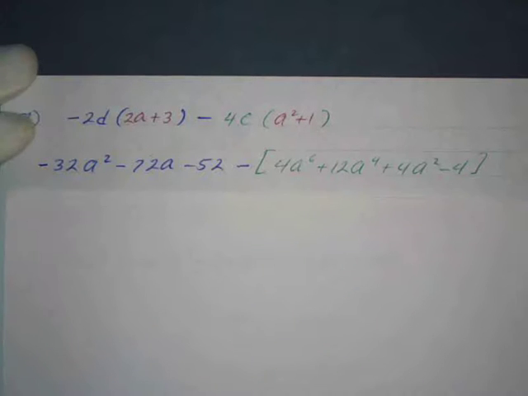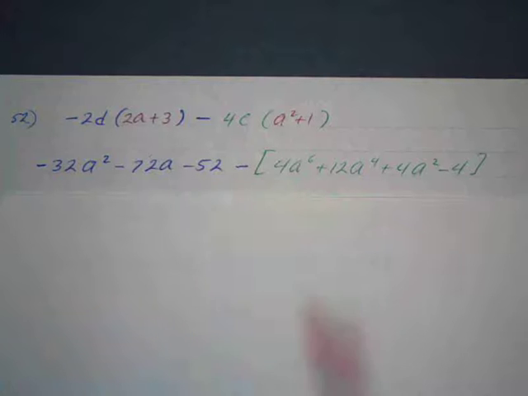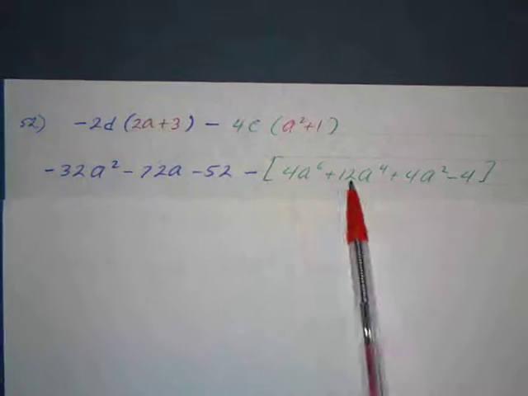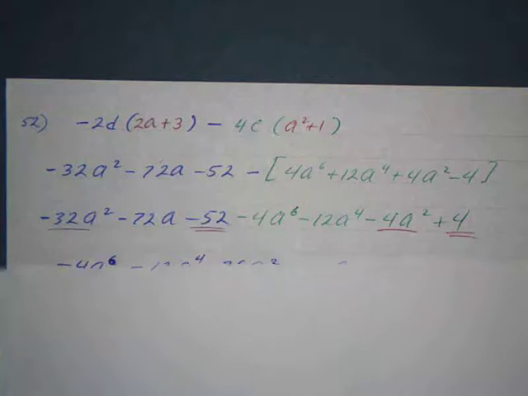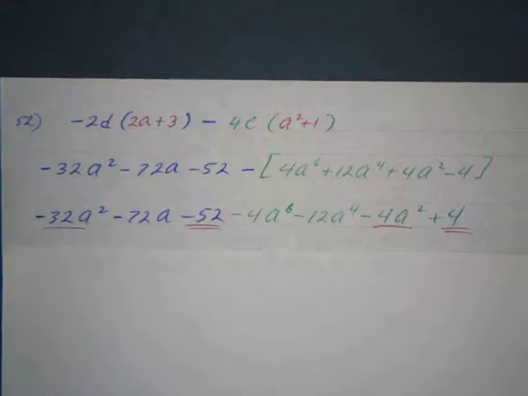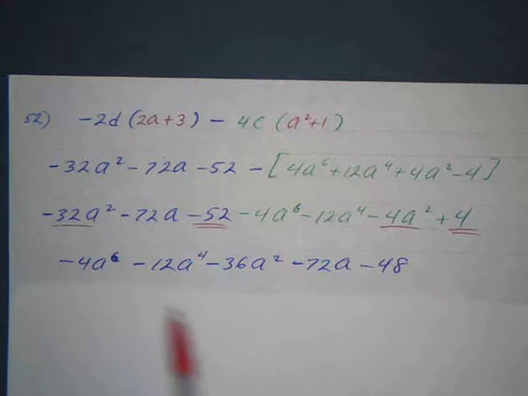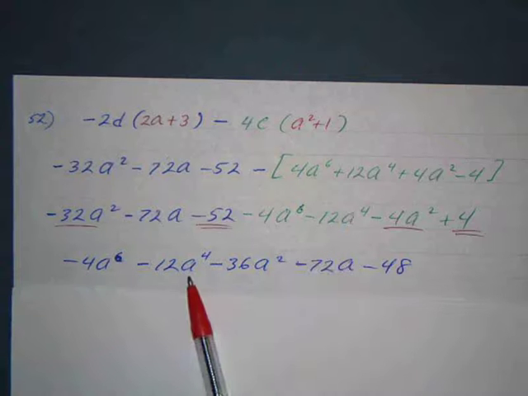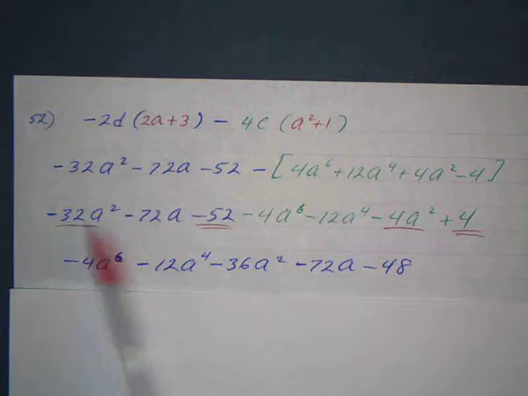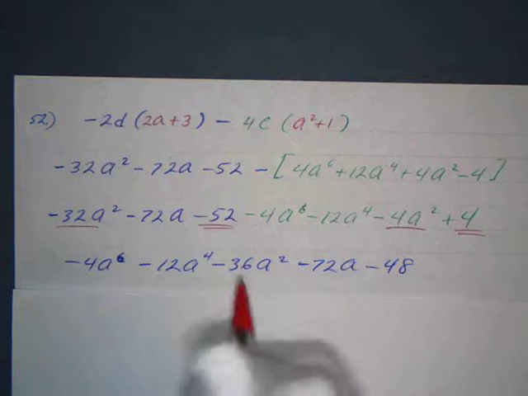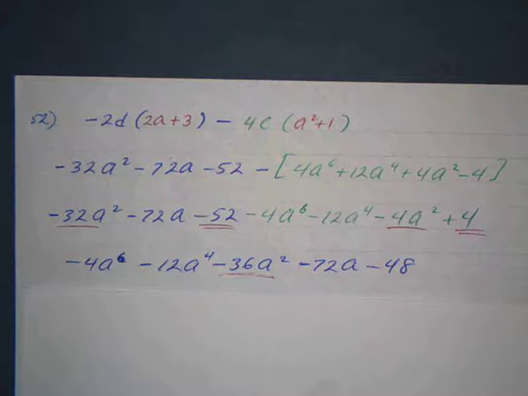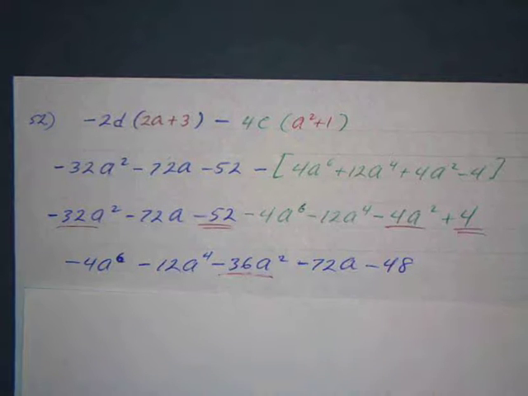So now we're going to subtract those. We'll subtract this from that. So I just multiply everything by a negative sign. This stays the same. Negative 4a to the 6th, negative 12, negative 4, positive 4. And then I just go in descending powers. I've got negative 4a to the 6th, negative 12a to the 4th. And then I've got a couple of a squared terms. So I've got negative 32a squared and negative 4, so that's negative 36a squared. And then I've got two numerical terms. Negative 52 plus 4 is negative 48.